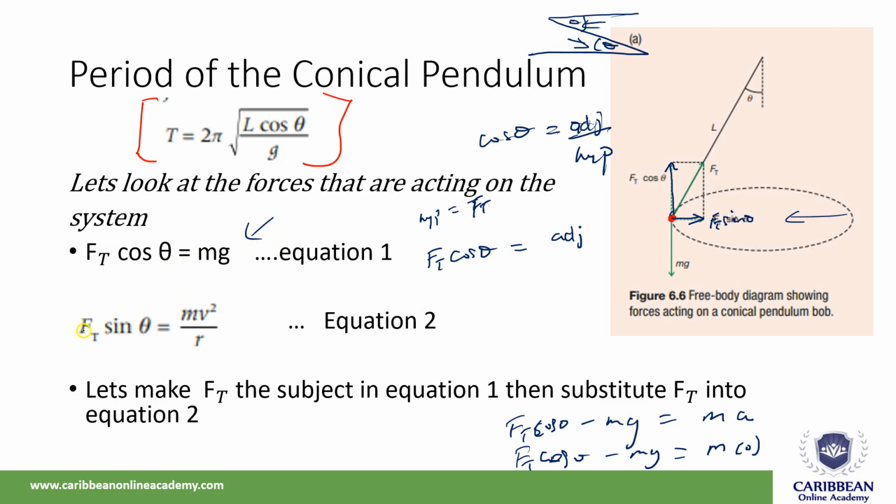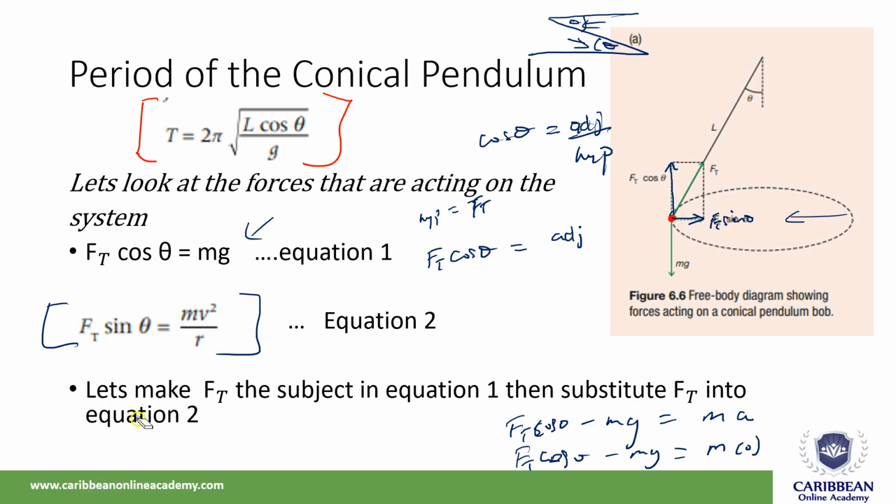Now, another equation that we can come up with is using Newton's second law again, looking at the net force acting towards the center. What are my net forces acting towards the center? ft sine theta. And that is equal to my centripetal force, which is equal to mass times v squared divided by r. So I have another equation right here. Good? So I'm taking those two equations.